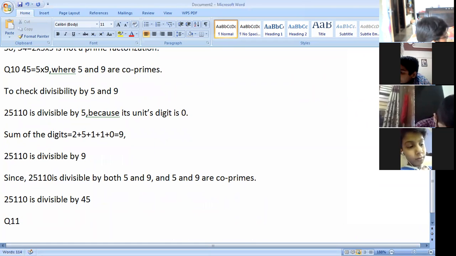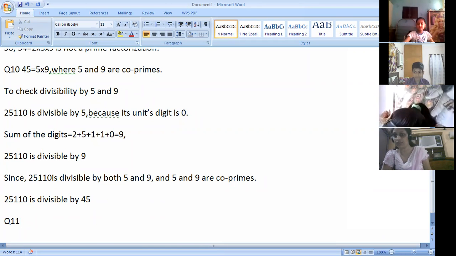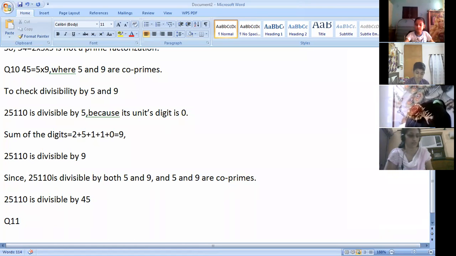Let's move to question number 11. Are 4 and 6 co-prime numbers or not? Ma'am, no. 4 and 6 are not co-prime numbers. So it is not necessary that a number divisible by 4 and 6 will be divisible by 24 also. If they are co-prime numbers, then it is possible that it will be divisible. If not co-prime, then it will not necessarily be divisible. Just remember this rule all the time.